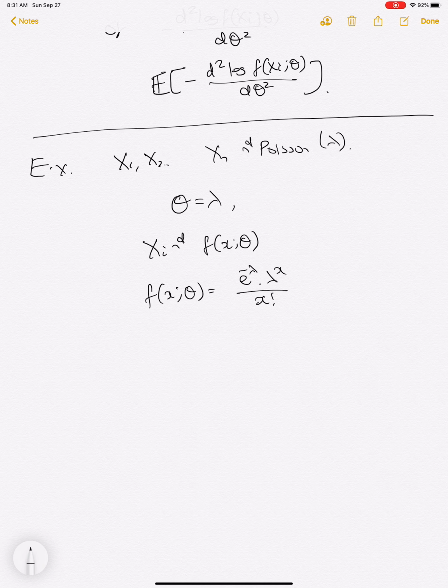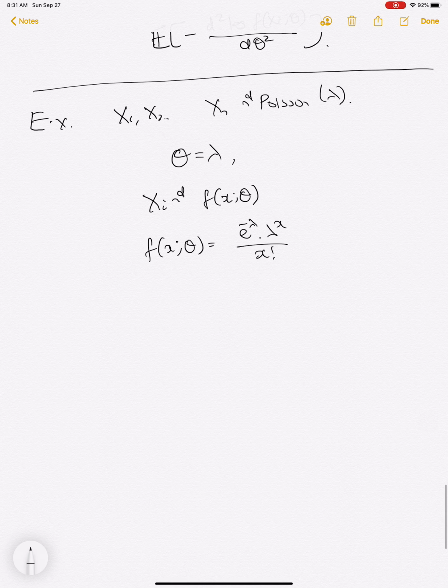This is also relating to likelihood, because remember we took logs of this PDF to work out the sum of the log likelihood. And so once again, we can take logs of this as well. So log of f of x given theta is just negative lambda plus x log lambda, minus log of x factorial.